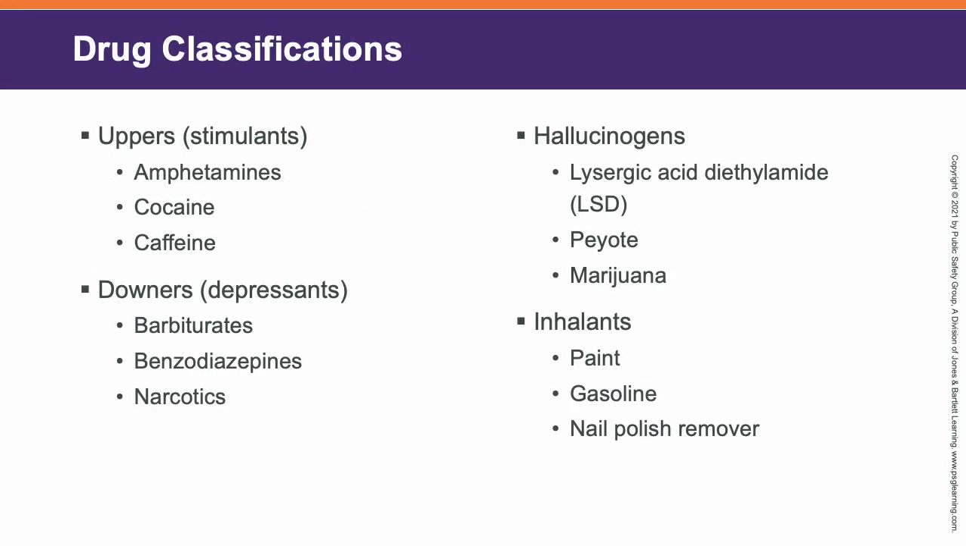All right, so now we're going to talk about drugs a little bit and different types of classifications of drugs. So there are 4 types. You need to know what they are and an example of each of them, as this is going to be on the quiz.